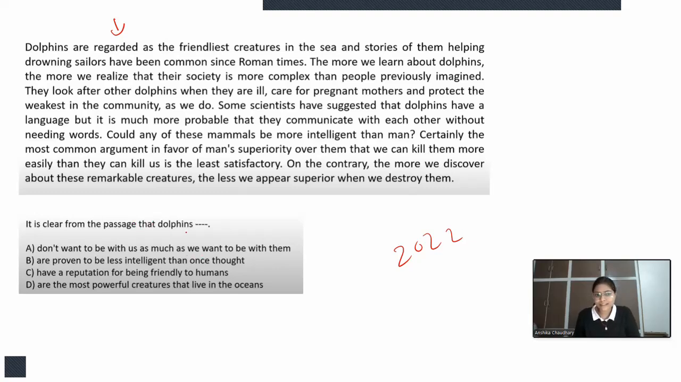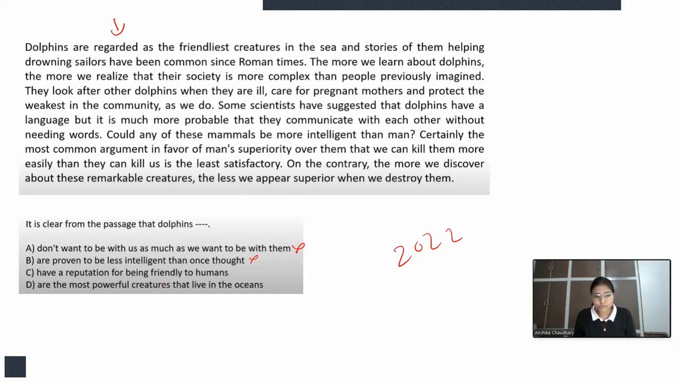It is clear from the passage that dolphins don't want to be with us as much as we want to be with them. See, we haven't discussed anything about what we want and what the dolphin wants in that paragraph. So it is not relatable, right? The next is, are proven to be less intelligent than once thought. No, dolphins are more intelligent. In the paragraph, it is clearly written that dolphins are literally so intelligent. So it is the opposite according to the passage.